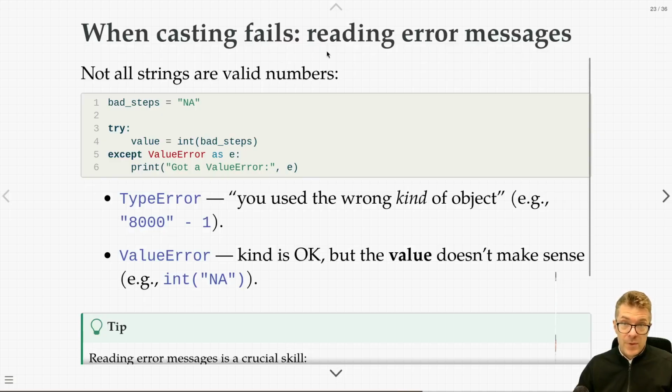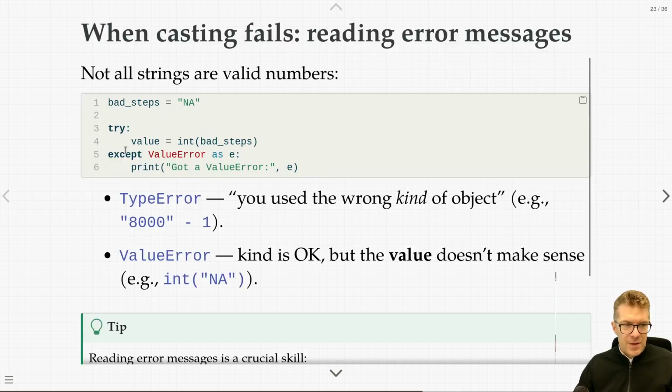Sometimes this can fail, right? So let's look at some possible error messages. Because not all strings are going to be valid numbers that can be passed into those pre-built functions. Consider for a moment bad underscore steps being the string NA. This basically means not a number. It's something else that's not a number. It's inappropriate data from the point of view of its type.